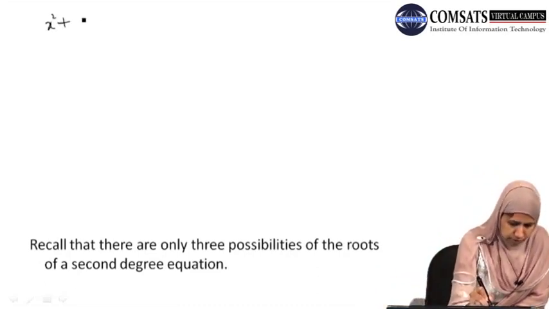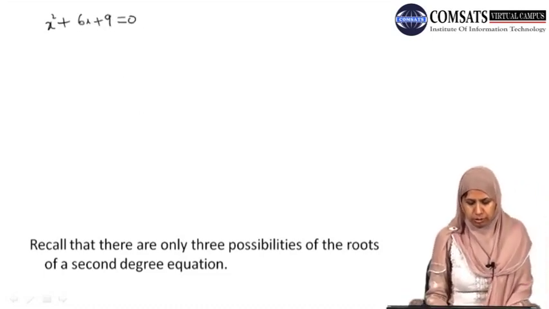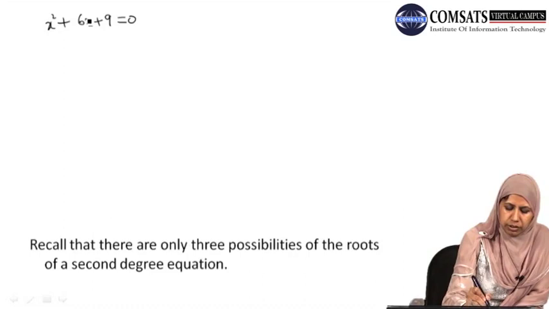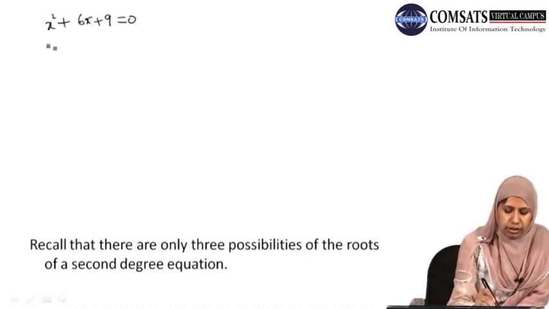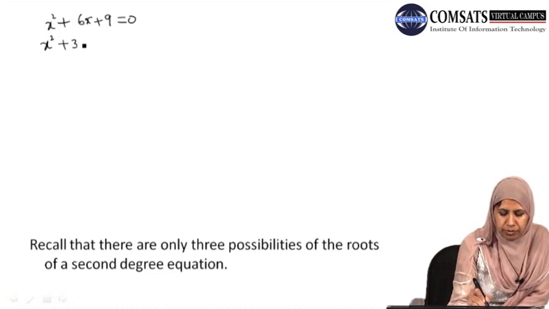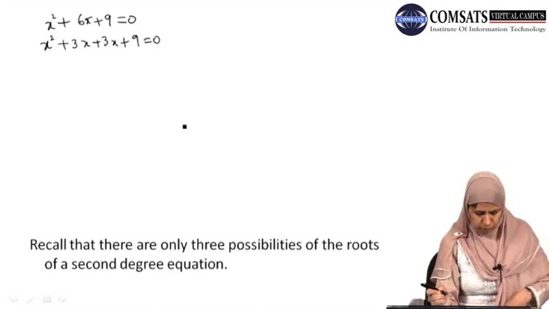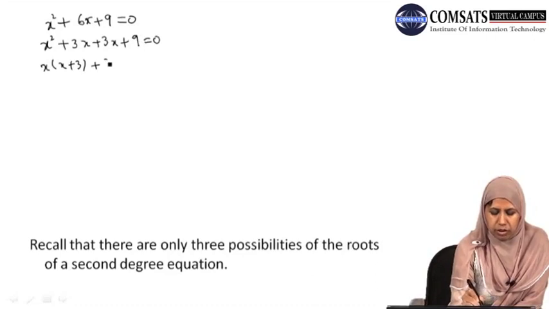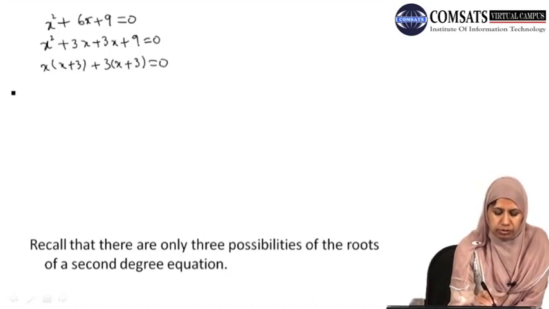x square plus 6x plus 9 equals 0. These things are not new to you because we have already solved them. Now, can we factor this equation? Yes, of course, we can factor it as x square plus 3x plus 3x plus 9 equals 0. Taking x common from the first two terms, x plus 3, and 3 common from the last two terms, x plus 3. We obtain x plus 3 into x plus 3 equals 0.